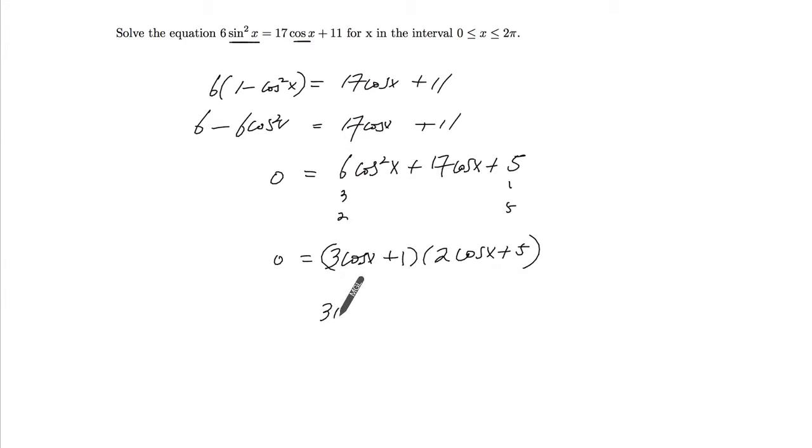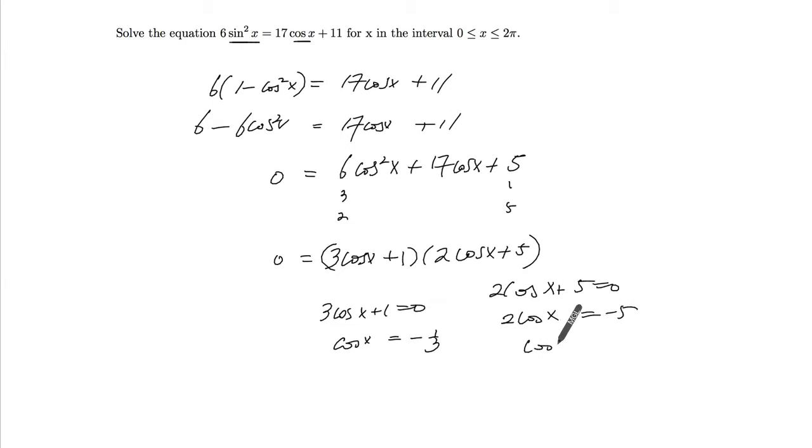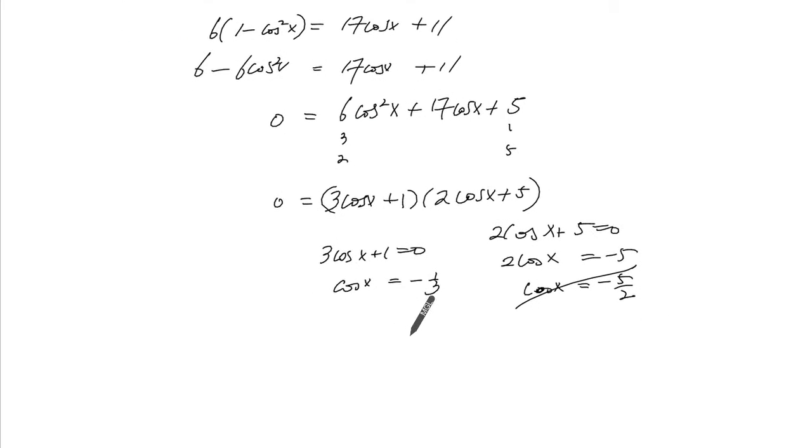We know that 3 cosine of x plus 1 is equal to 0, which means cosine of x has to equal negative 1/3. And when this is equal to 0, we have this has to equal negative 5, which means cosine x has to equal negative 5/2. But this is not in the range of cosine. Cosine's range is only between negative 1 and 1. No solution from here.